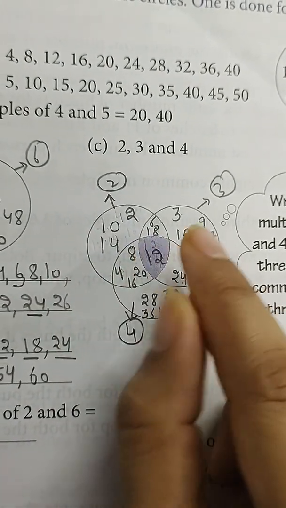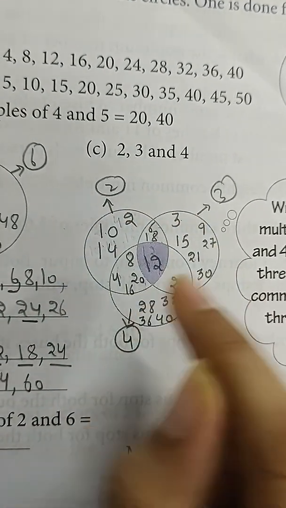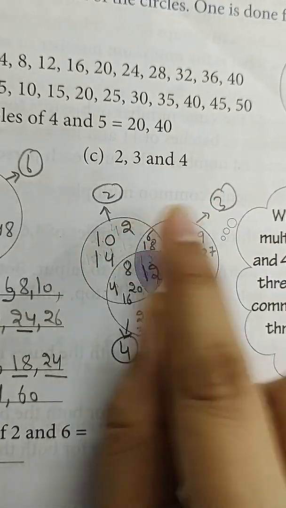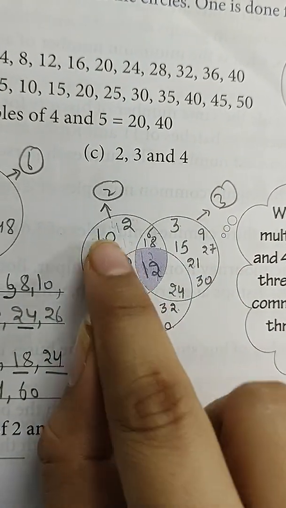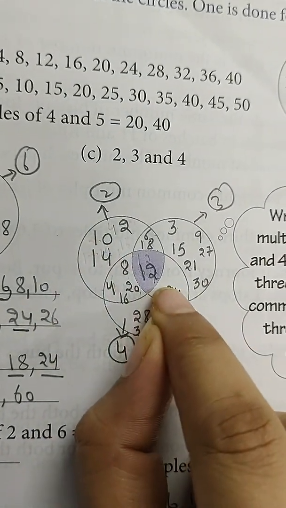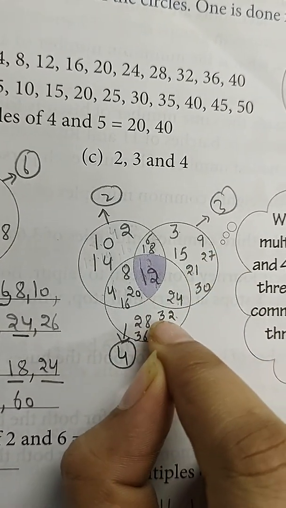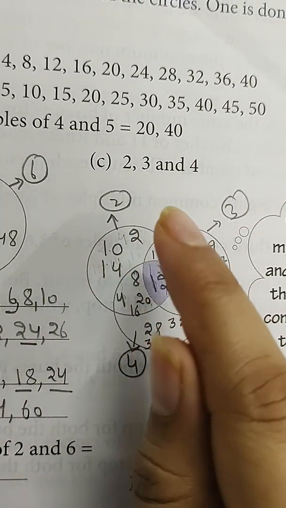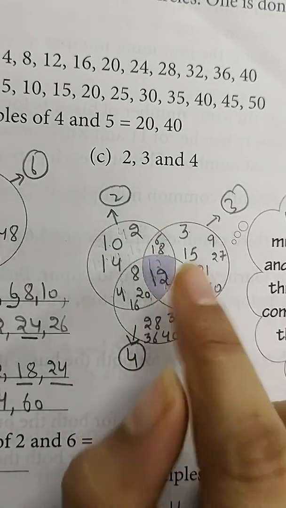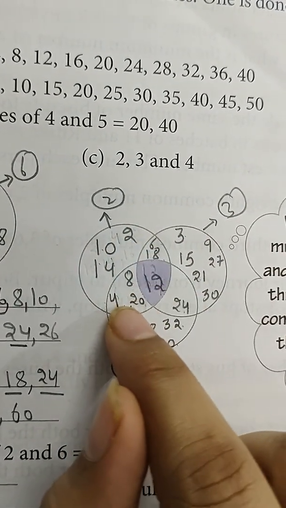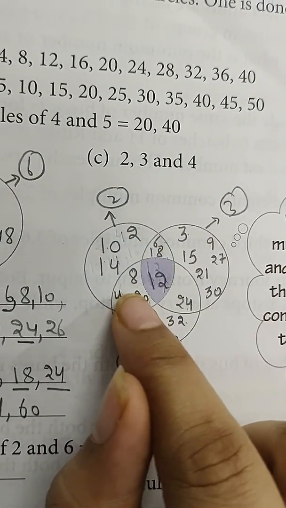This purple part is common to 2, 3 and 4, this part is common between 2 and 3, this part is common between 2 and 4, and this part is common between 3 and 4. Please remember this. So we have 2 here, 2 does not come in any other table, so we have written 2 here. Then 4 comes in the table of 4, so we have written it in the intersection.